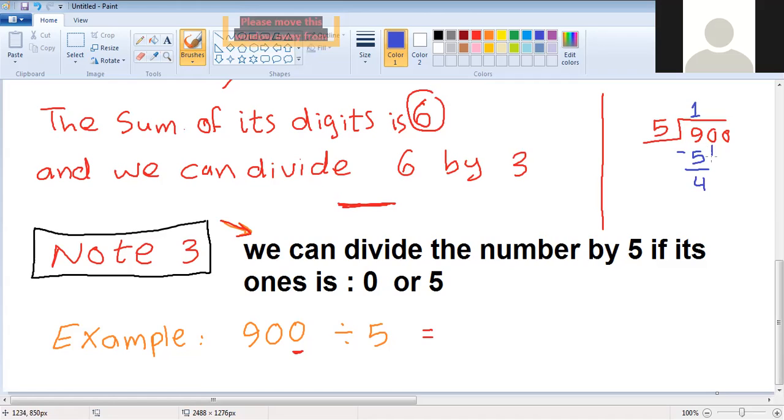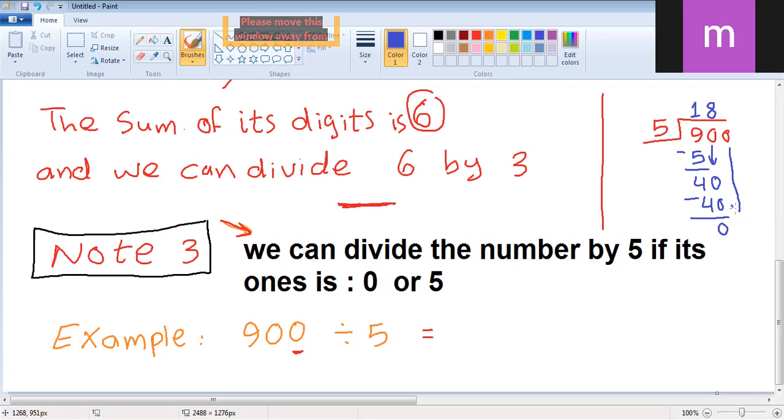We drop the 0. Now 40 divided by 5 is 8. Then 8 times 5 is 40. Subtract them, and it's going to be 0.